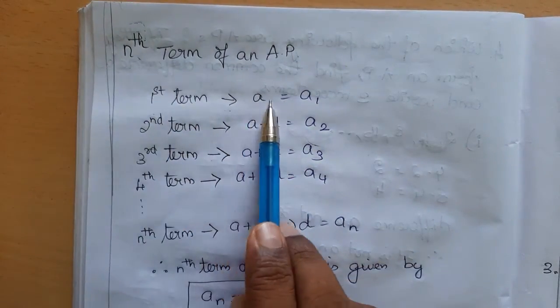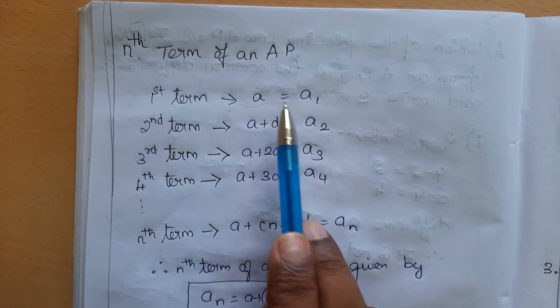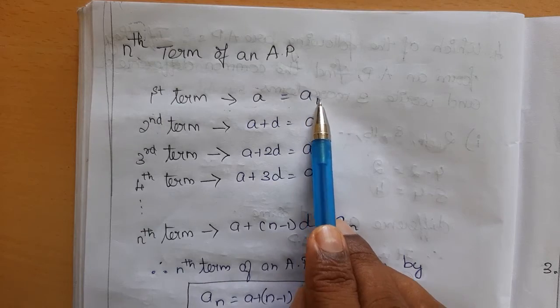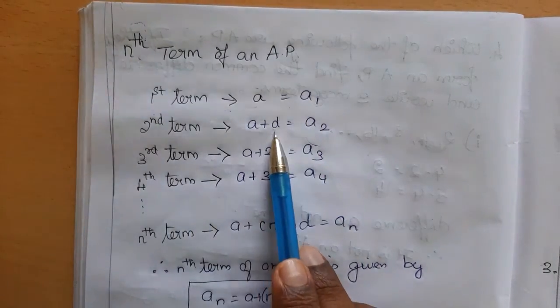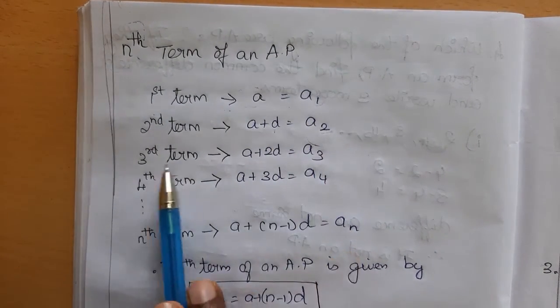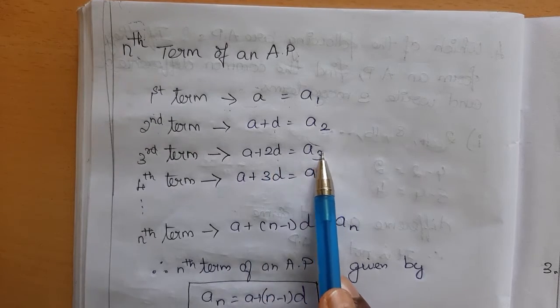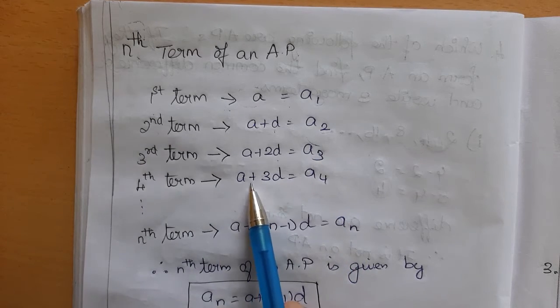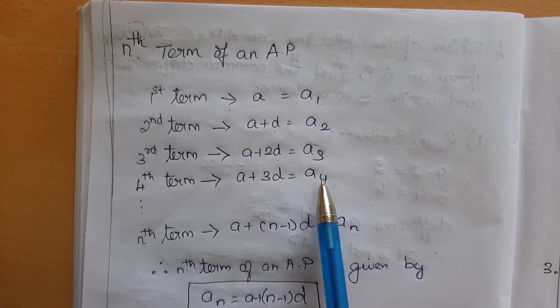So the first term we consider as a, right? In the previous class we saw it. Let me call it A1 because it is the first term. Second term is a plus d, let me call it A2. Third term is a plus 2d, let me call it A3, with the 3 written below the A. And the fourth term is a plus 3d, which is equal to A4.